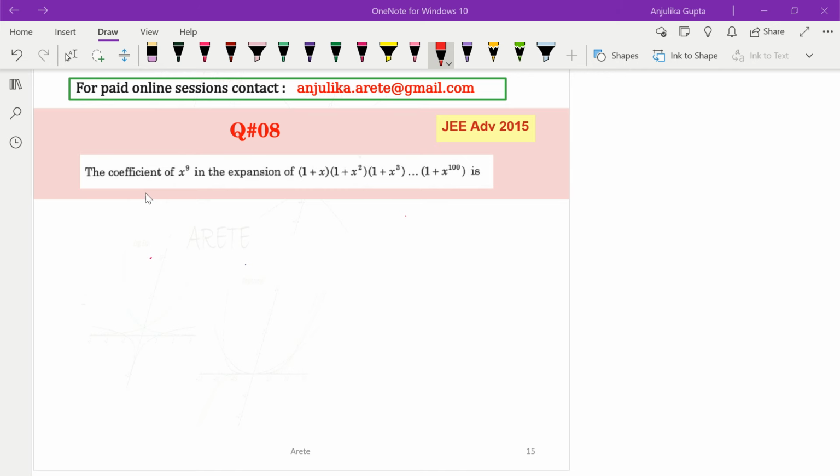Extremely simple question. They are looking for the coefficient of x to the power 9 in the expansion of this. That means if you multiply all the brackets together, you want to look for the coefficient of x to the power 9. What do we do?